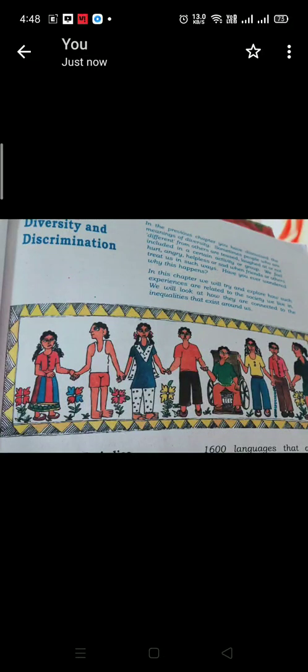So let's continue with political science chapter 2. Now you all know what is diversity, correct? Diversity means the difference in people, that is in their custom, in their culture, in their dressing sense, in their food. So these all differences we call as diversity. Now the name of the chapter is diversity and discrimination.